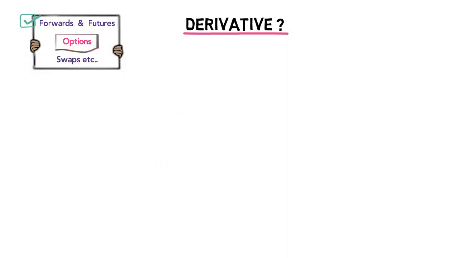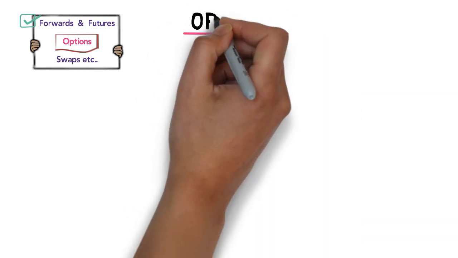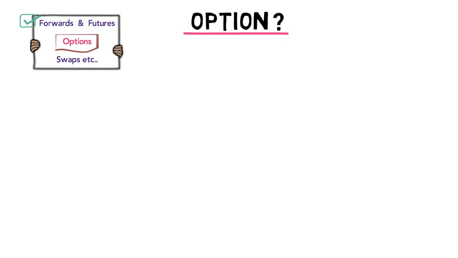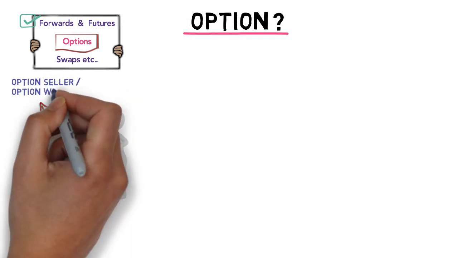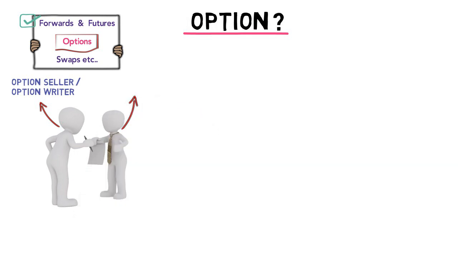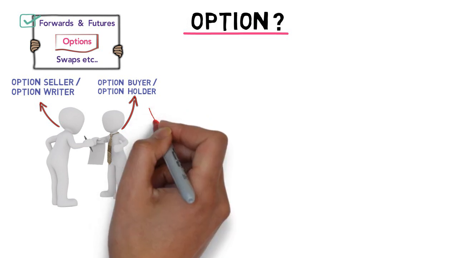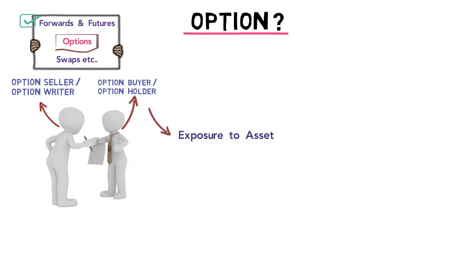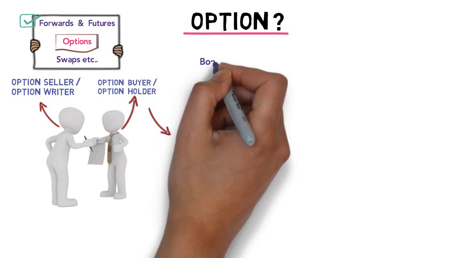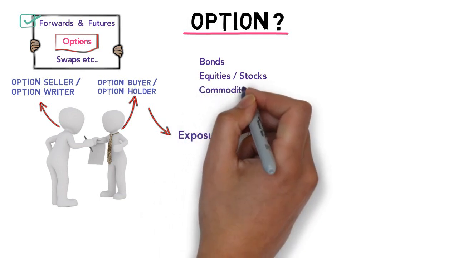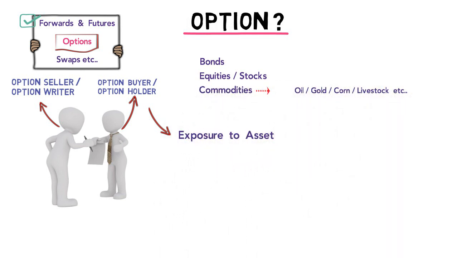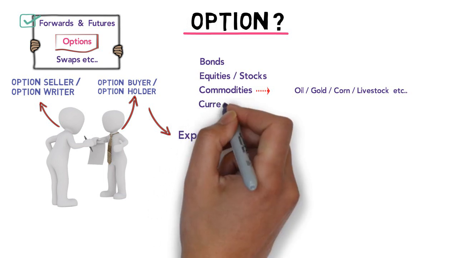Okay. Right. Let's get back to answering what an option is then, in fact. In very simple words, it's a contract traded between two parties, wherein the party selling the option is called the option seller or the option writer, and the party buying the option is called the option buyer or the option holder. So typically what happens is the buyer of the option has an exposure to an asset, and this asset could be a bond or an equity or a stock or share, or it could even be a commodity like oil, gold, livestock, etc. And they could even be, of course, foreign currencies.